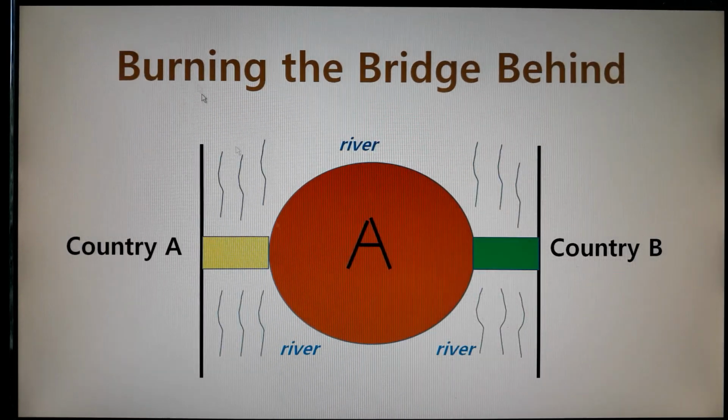Okay, I said burning the bridge behind. I haven't explained that. I'm going to do that in the next lecture, lecture 19.